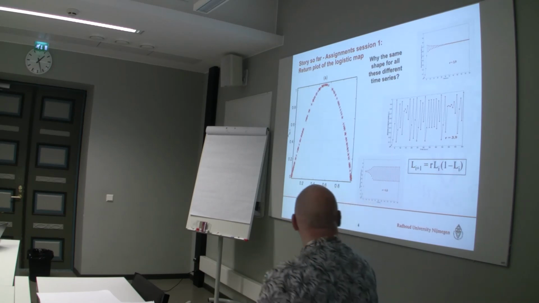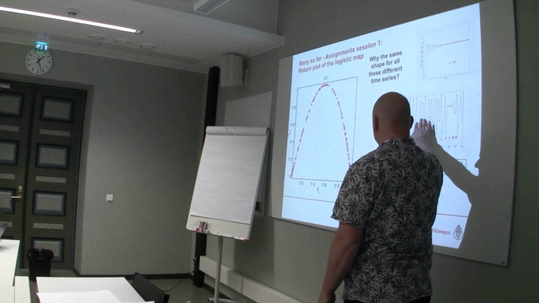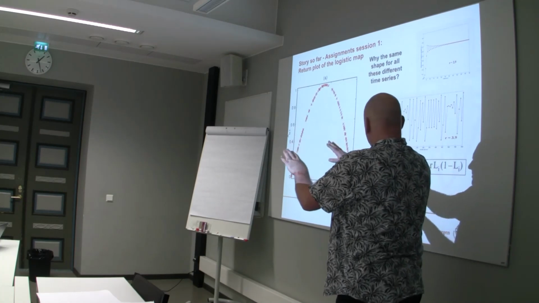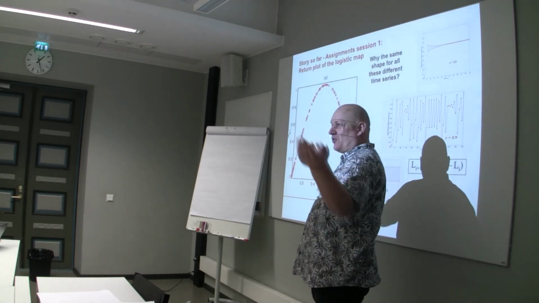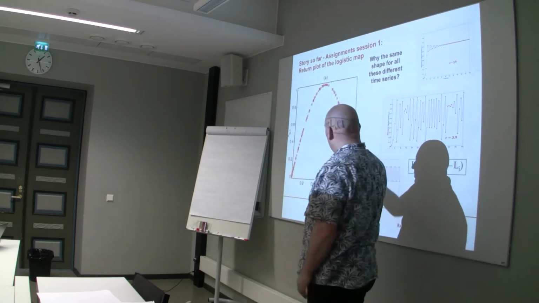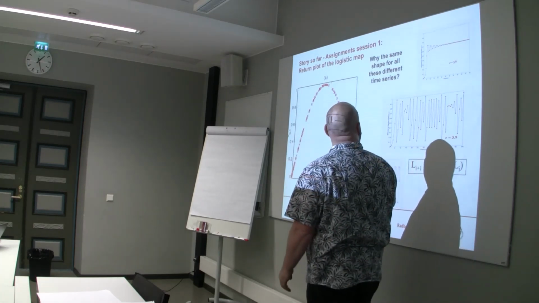Not really. Because you take this time series and then just shift it one time step and then make a scatter plot and then you see this. You don't see a cloud of points. So why is that? Does anybody have an idea?